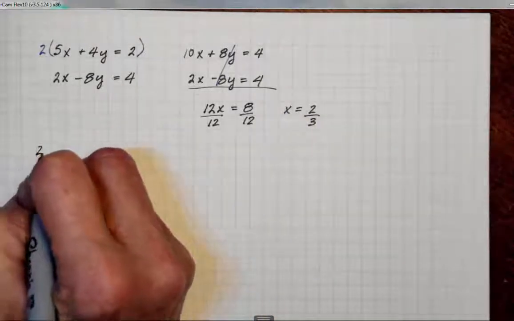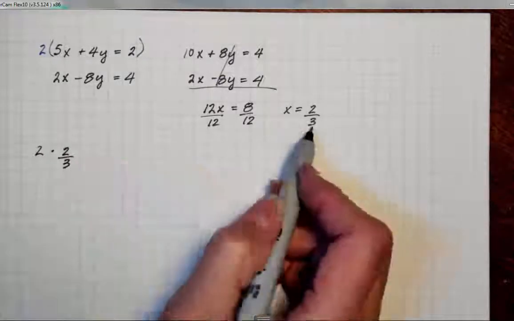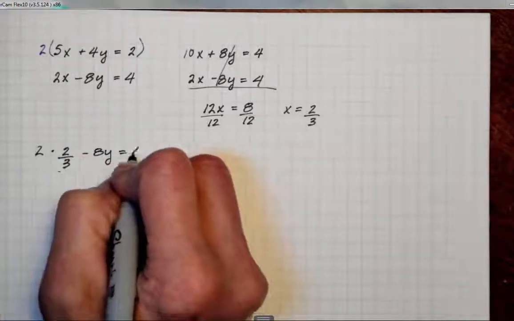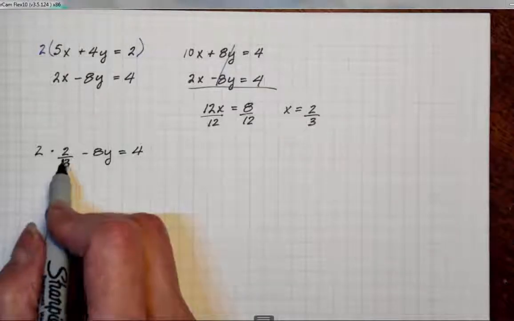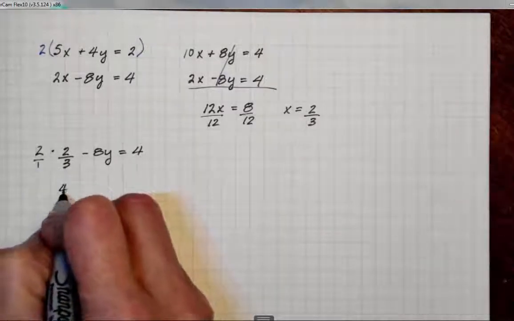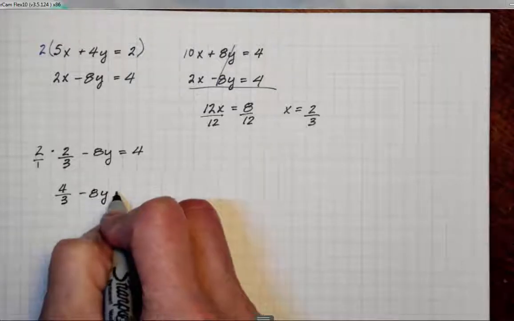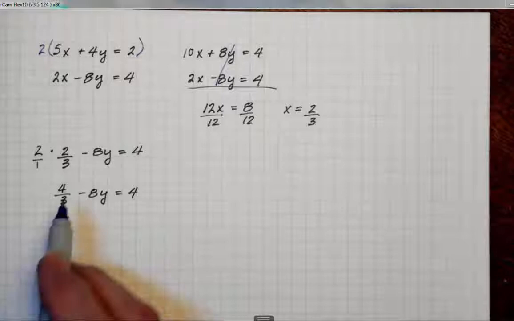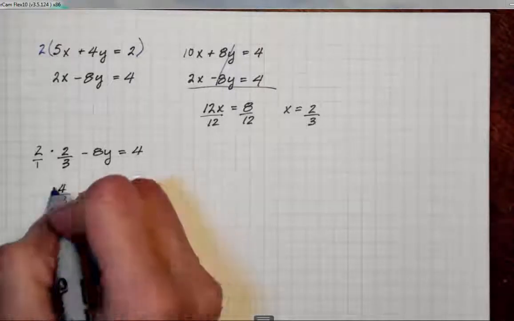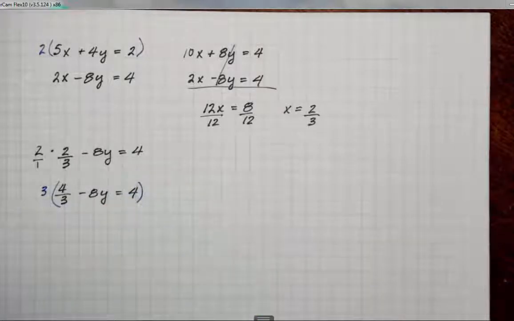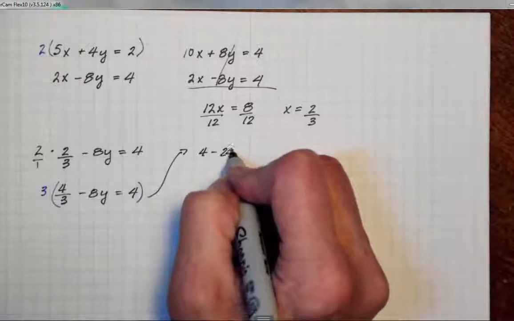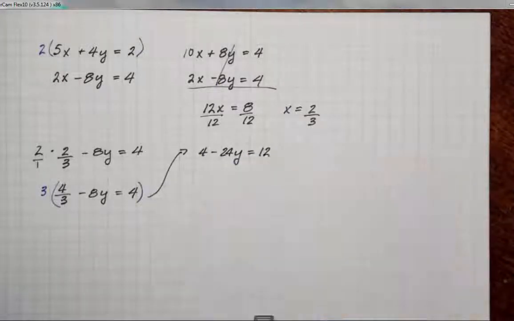So I'm going to put it into the second equation, I guess. So I'm going to do 2 times 2/3, plugging in 2/3 where I have an x in my second equation, minus 8y equals 4. Multiplying this, I end up with 4/3 minus 8y equals 4. Now you can either solve this equation using fractions, or what a lot of times I suggest that we do is get rid of those fractions, remove them. So to remove them, I need to find the common denominator. My common denominator is 3, so I'm going to multiply every term by 3. When I do that, I end up with 4 minus 24y equals 12.